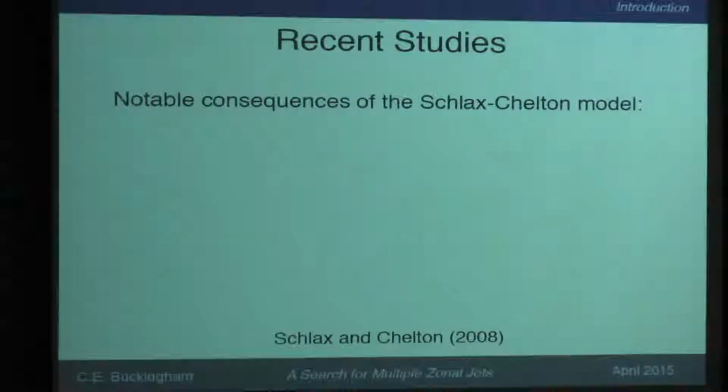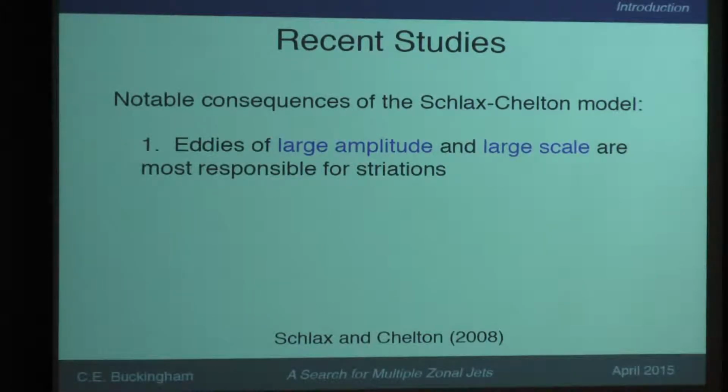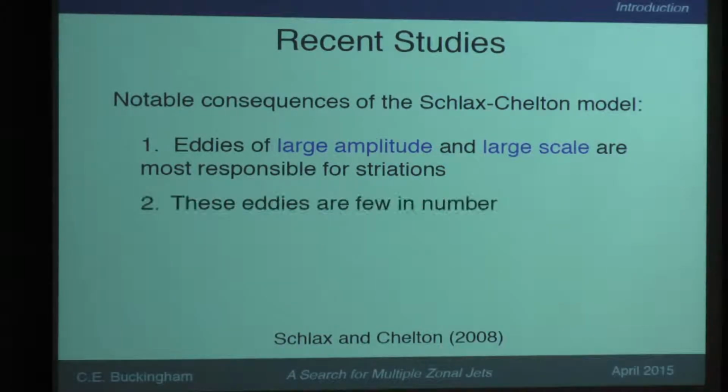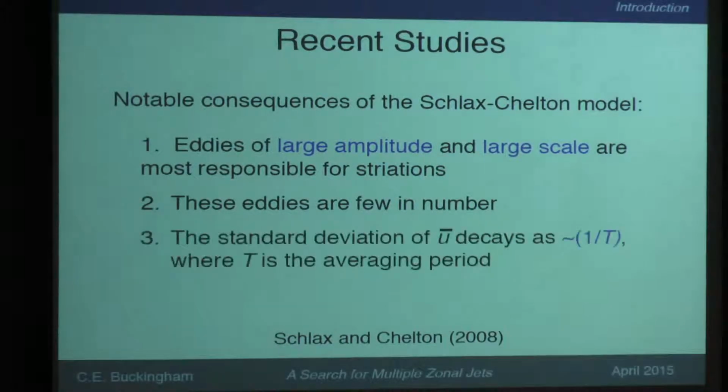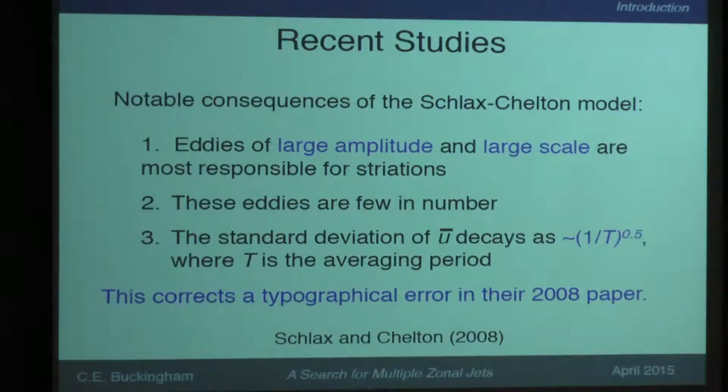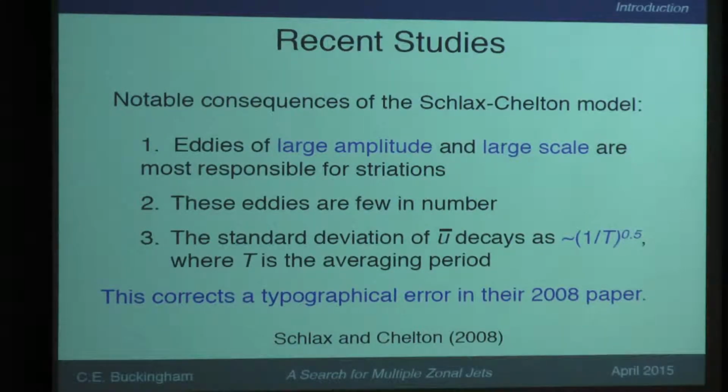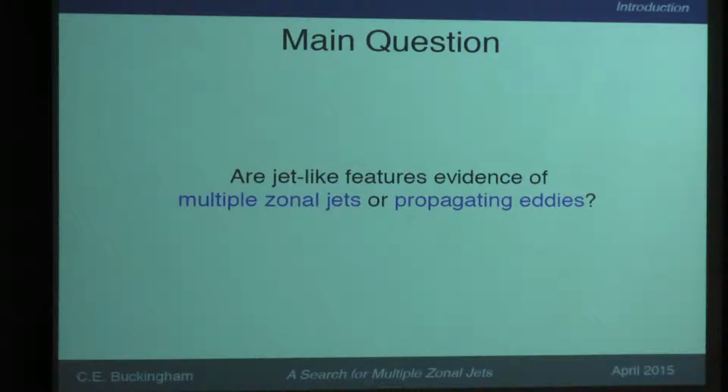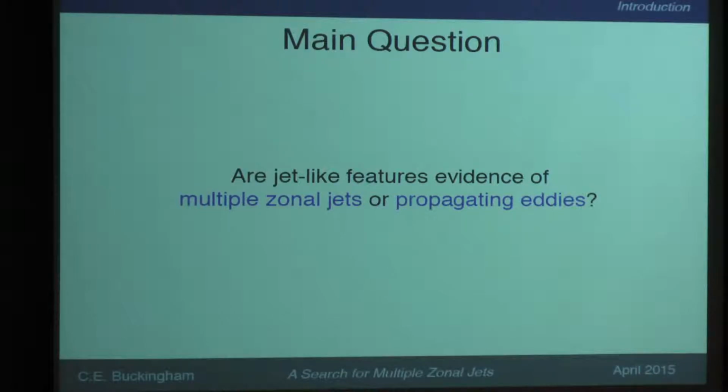So notable consequences of the random eddy model, meaning random in position and intensity, are that eddies of large amplitude and large scale are most responsible for the striations. These eddies are few in number, and the standard deviation of the time average field decays inversely with averaging period. That's actually a typographical error, or perhaps an error. In their paper, it actually goes as the inverse of the square root of the averaging period. Nonetheless, we can take these 3 points and try to test them in our analysis. That becomes the center of my first study. Are jet-like features evidence of multiple zonal jets or propagating eddies?